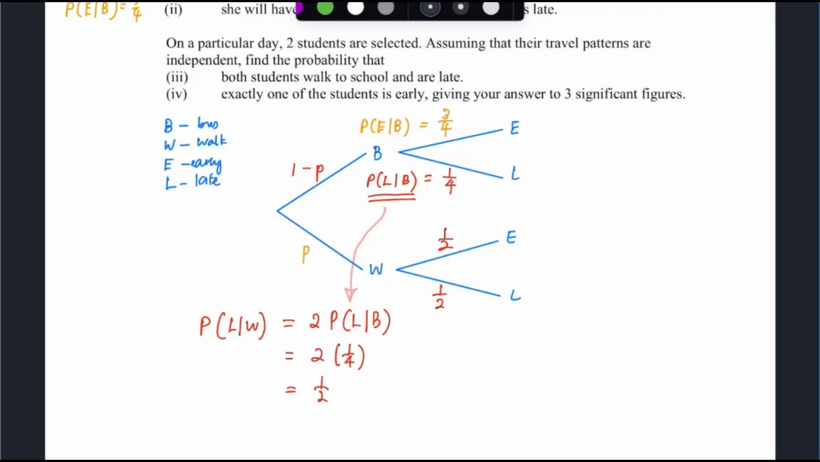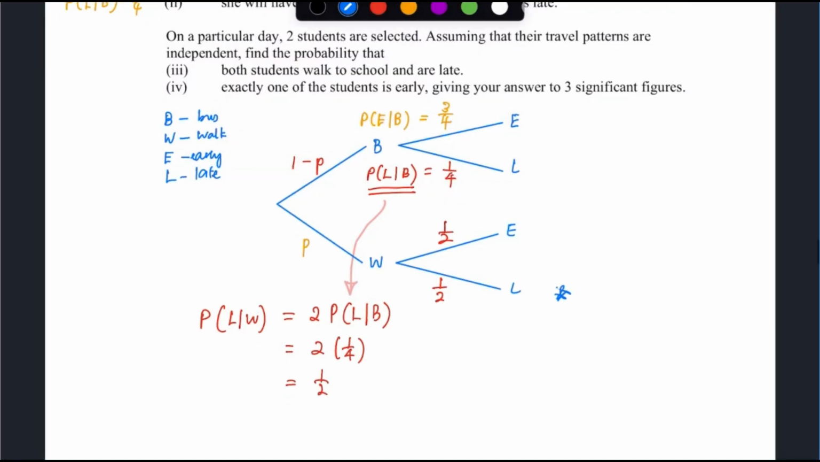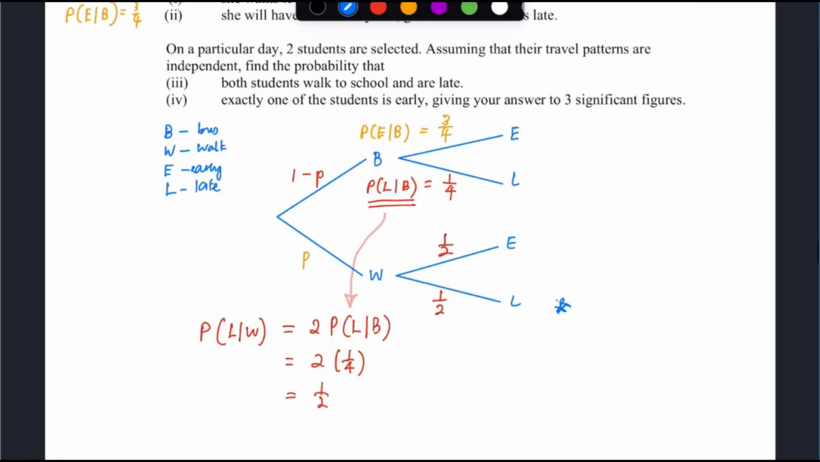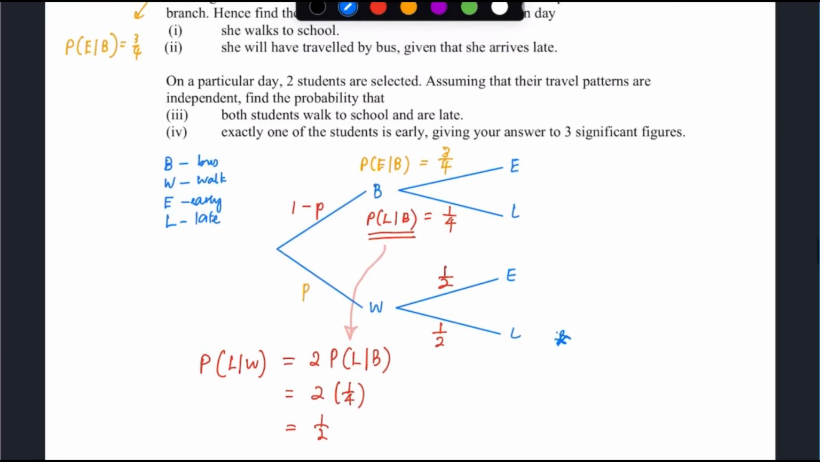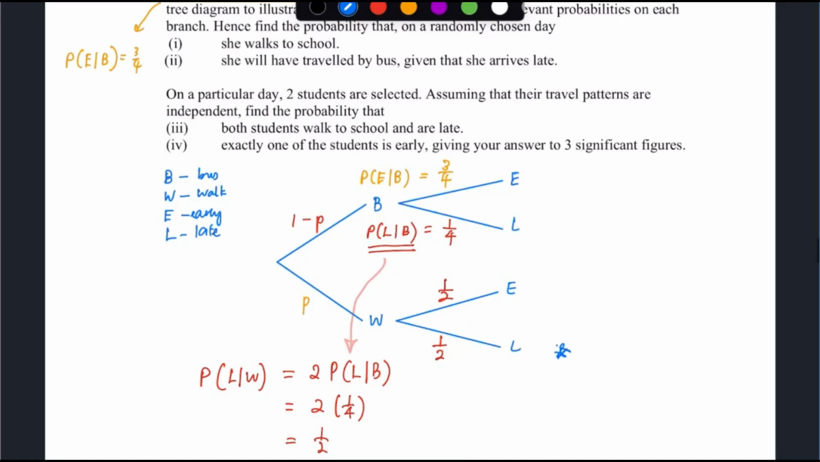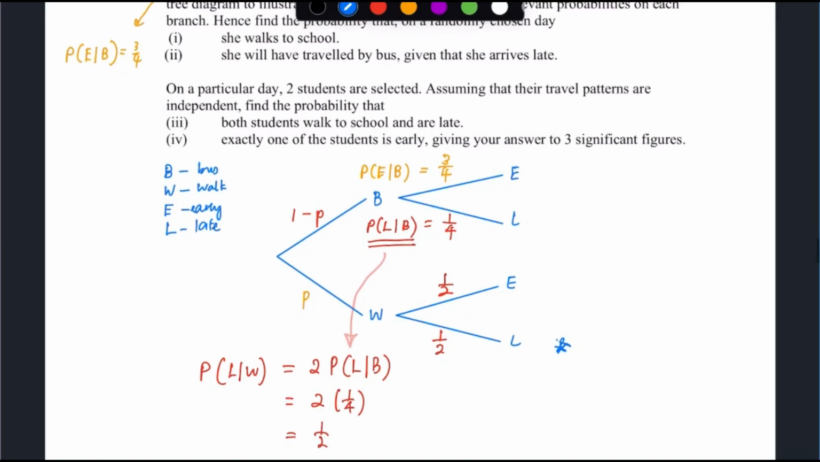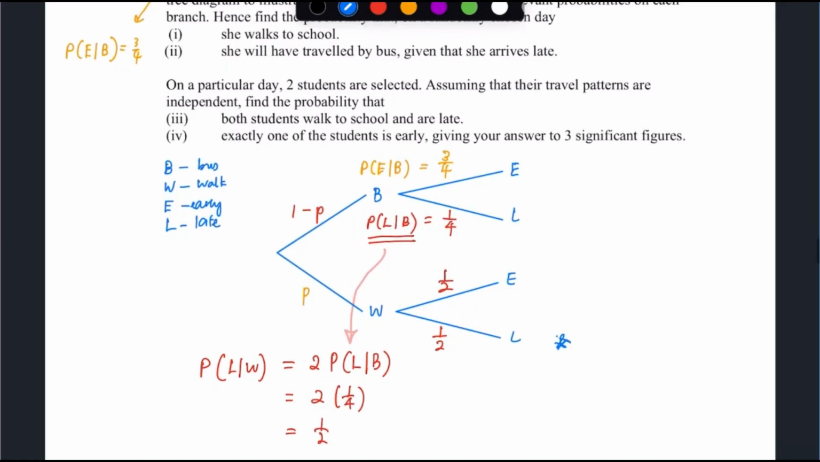So far we've done part 0, where we need to construct the tree diagram. So what do we need to do next for part 1? We need to find the probability that on a randomly chosen day she walks to school. It means that we need to solve for P. Sorry, my bad, just now this one. One more time.